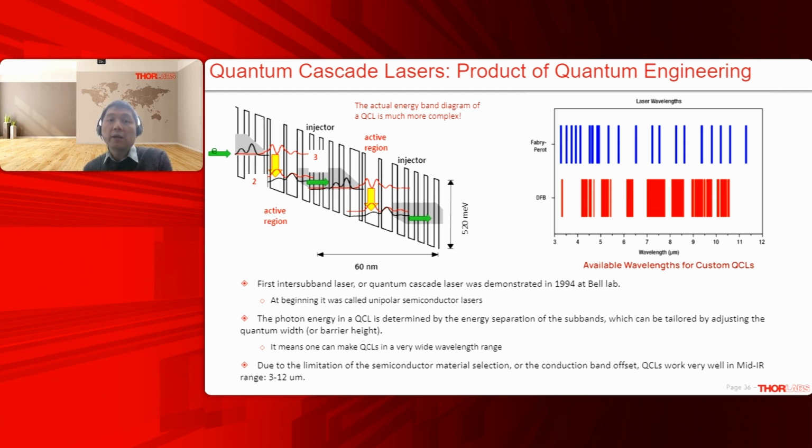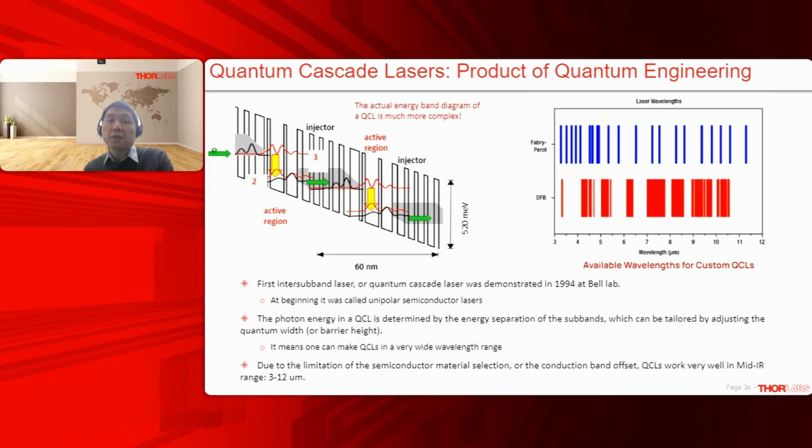On the right-hand side is the band diagram of a QCL. It is very complex. I will not get into the details of the design, but one thing to mention is that the photon energy in a QCL is determined by the energy separation of the subbands, which is mainly determined by the quantum well thickness. That means we can tailor the laser wavelength over a very wide range by changing the quantum well design.